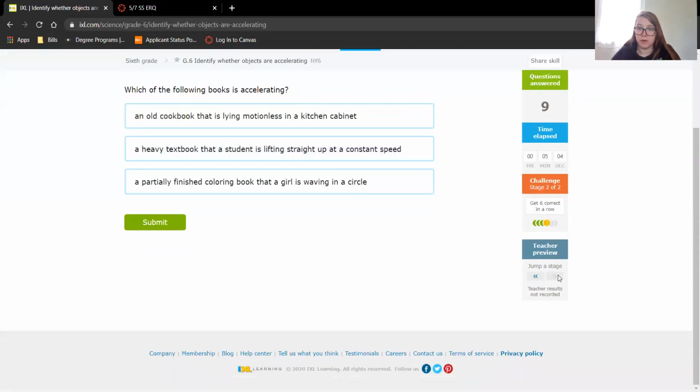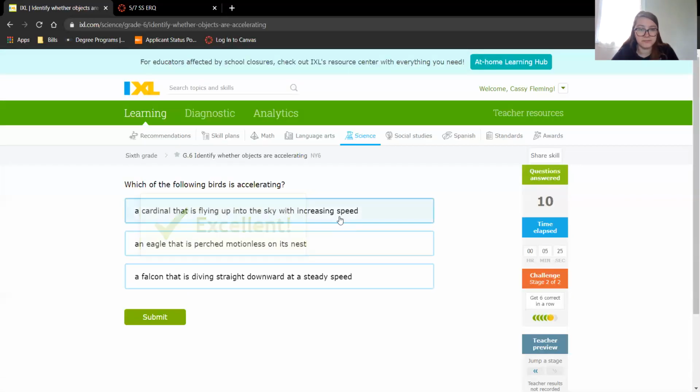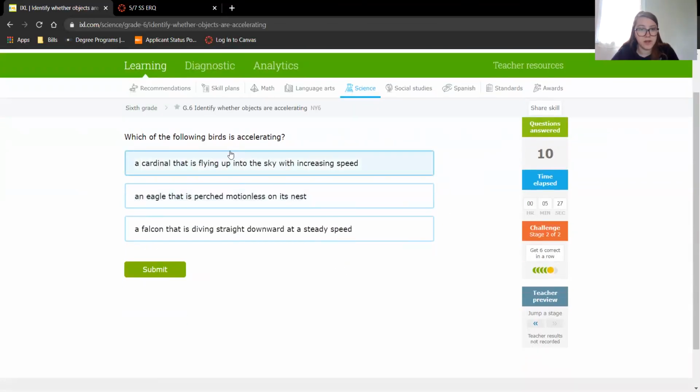And I will bump, oh, that's it. So maybe we'll get one with constant. So I'll try a couple more, we'll see. Which of the following books is accelerating? Lying motionless, lifting straight up at a constant speed. This one's changing directions because it's going in a circle, so that will be that answer. Accelerating again: increasing speed, motionless, steady speed. Because this is increasing speed, it's accelerating.